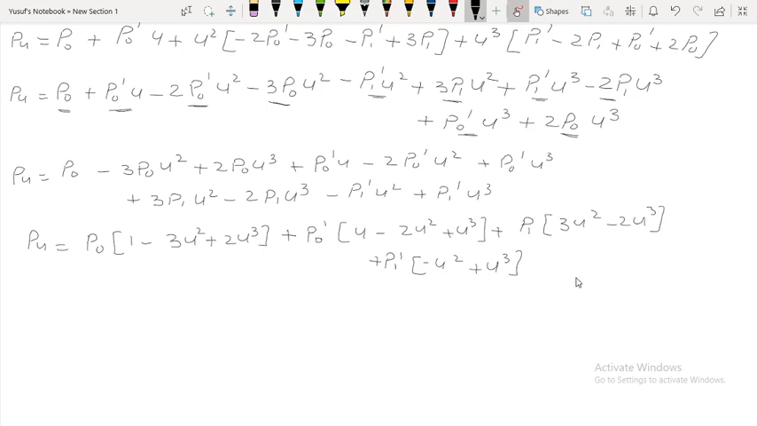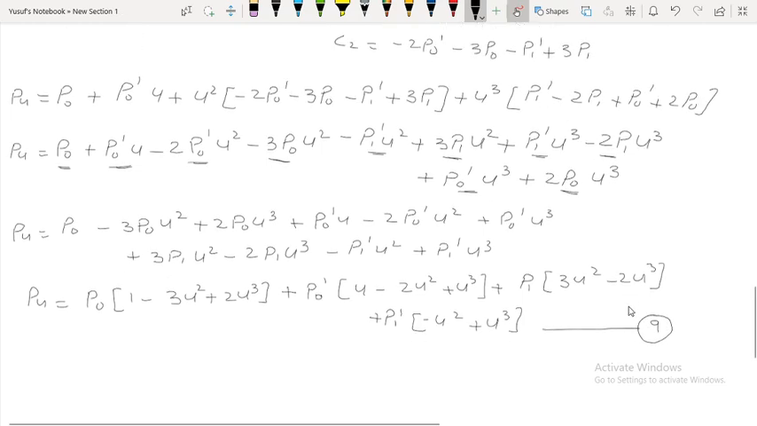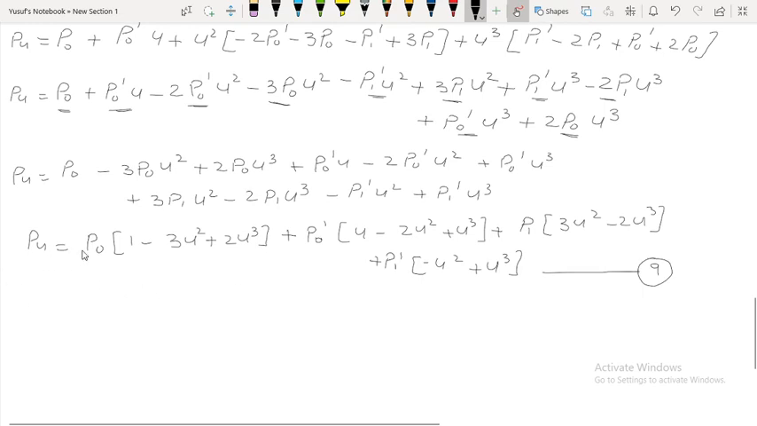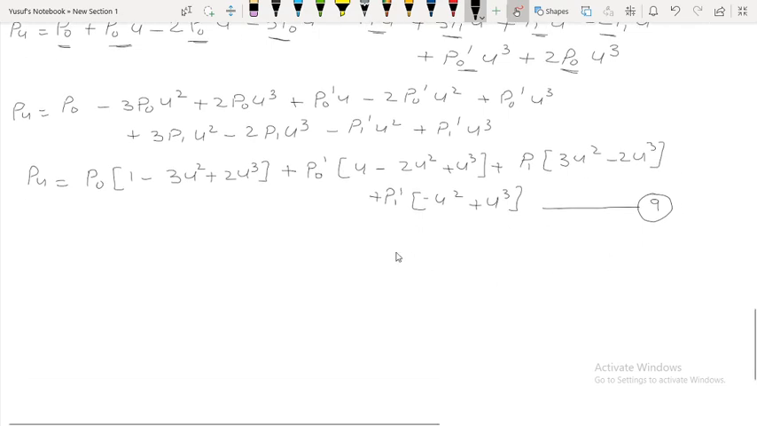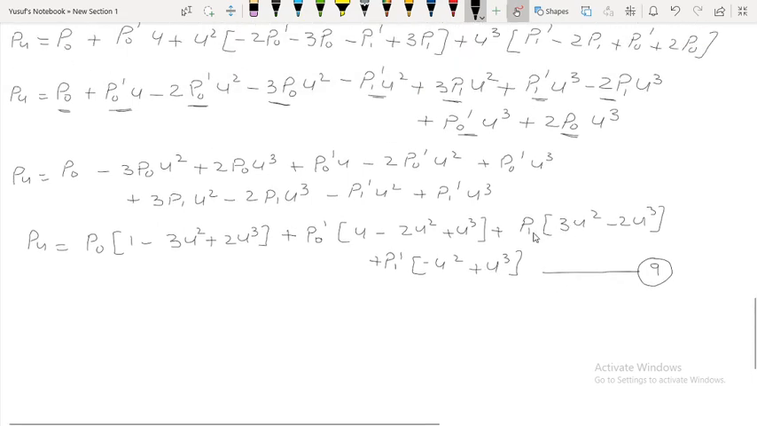Okay, so this is the final equation, equation number 9. By using this equation, we can calculate the points on the curve. P of u is P0 times (1 minus 3u square plus 2u cube) plus P0 dash times (u minus 2u square plus u cube) plus P1 times (3u square minus 2u cube), and P1 dash times (minus u square plus u cube). This is the final equation to calculate the points on the curve just by varying the parameter u.